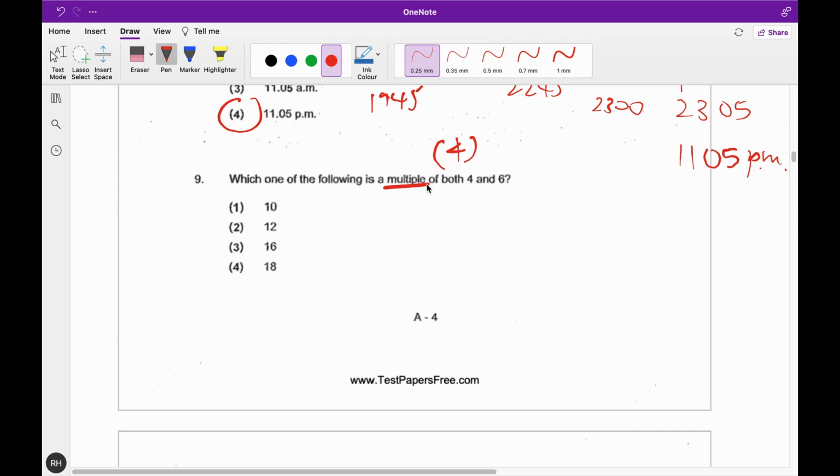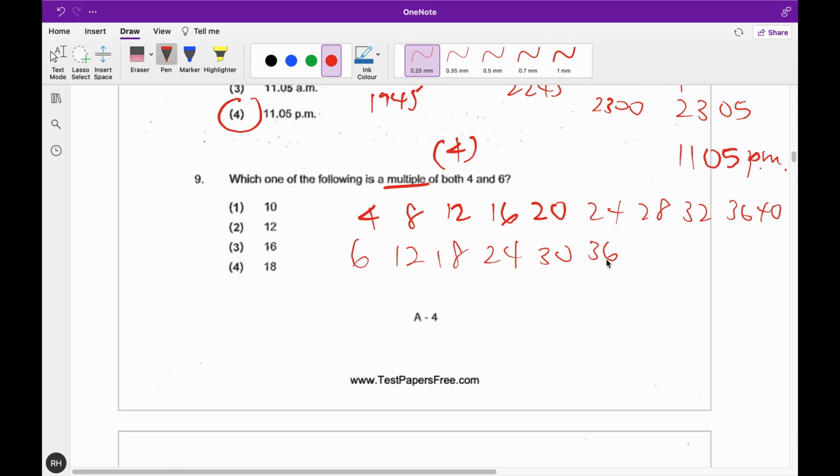Question 9. Which one of the following is a multiple of both 4 and 6? Okay, multiples of 4 and 6, we'll just list them down: 4, 8, 12, 16, 20, 24, 28, 32, 36, 40. Then 6, 12, 18, and so on. We can see that 10 is not in both of the lists. 12 is, 16 is not, 18 is not. So answer is option 2.